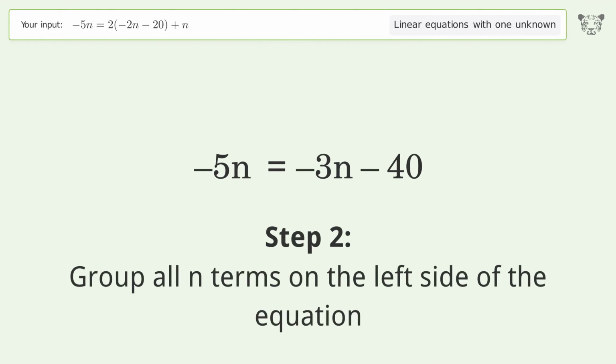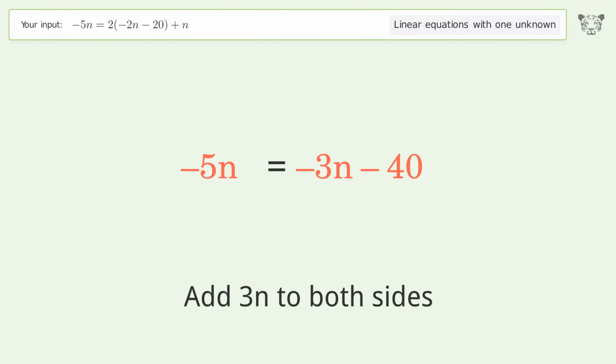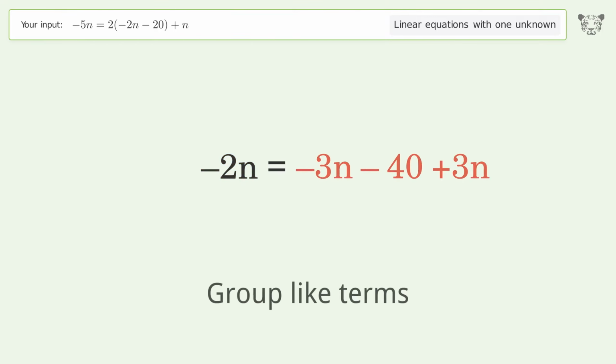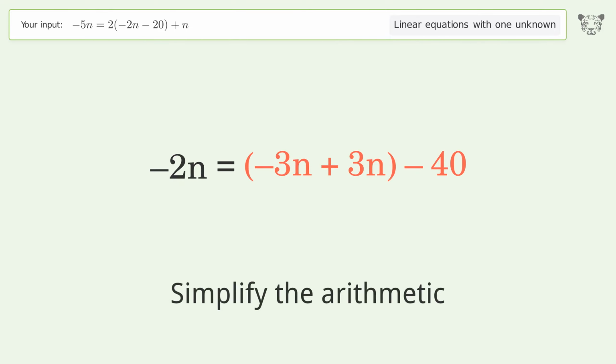Group all n terms on the left side of the equation. Add 3 to both sides. Simplify the arithmetic. Group like terms. Simplify the arithmetic.